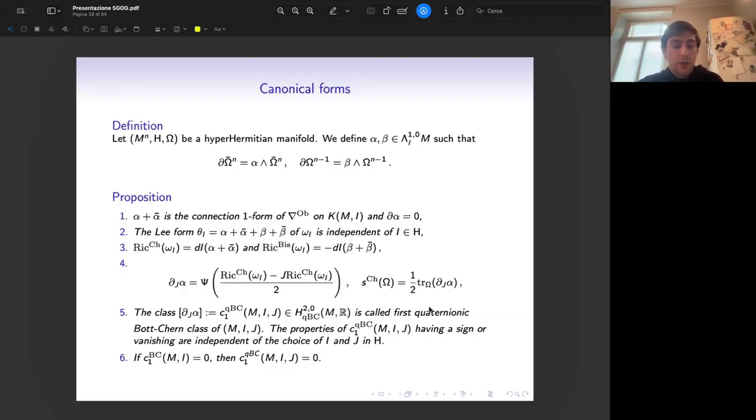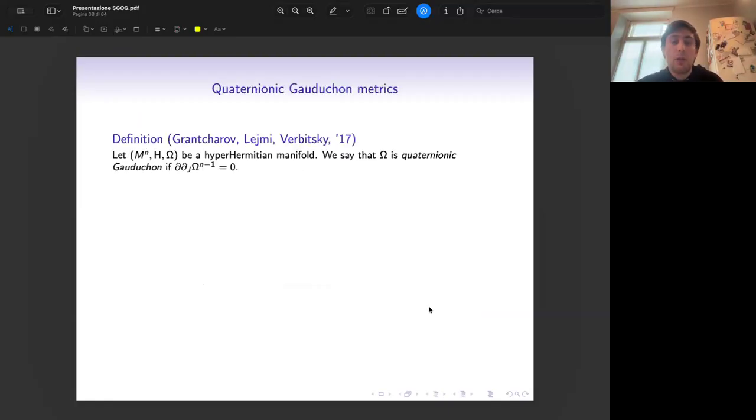Okay, so once we have all these properties in mind, let me focus on quaternionic Gauduchon metrics. Quaternionic Gauduchon metrics were introduced by Gentili, Liechtenstein and Verbitsky as a tool to obtain somehow the Boucksom-Lamari type criterion for SL(n,H) manifolds. And they are defined as usual by imposing a cohomological condition on the 2-0 form. Namely, we want the (n-1)-th power of omega to be del J closed.